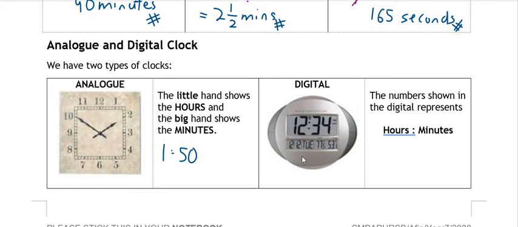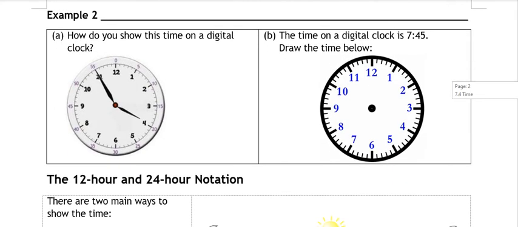For the next one, when you have a digital clock, the numbers shown represent the hours, which is 12, and the minutes, 34. So that's 12:34, AM or PM, we don't know. Now let's have a look at example 2.